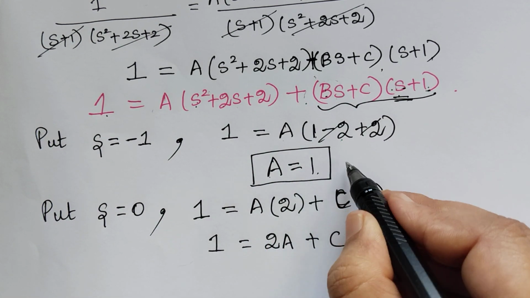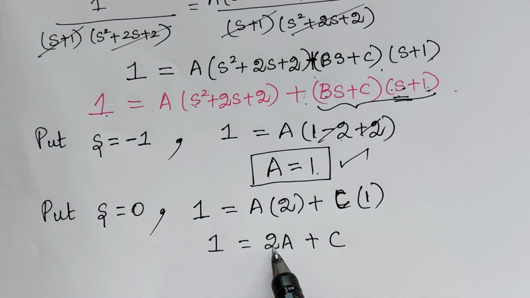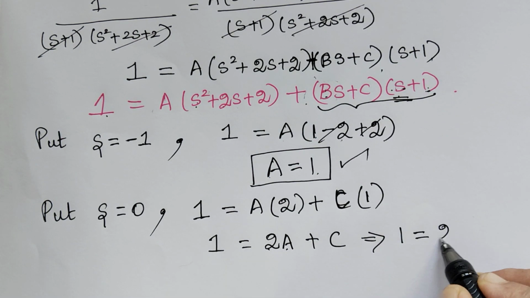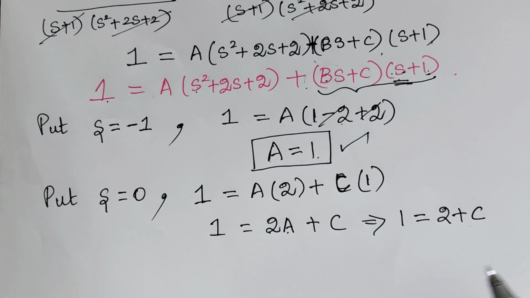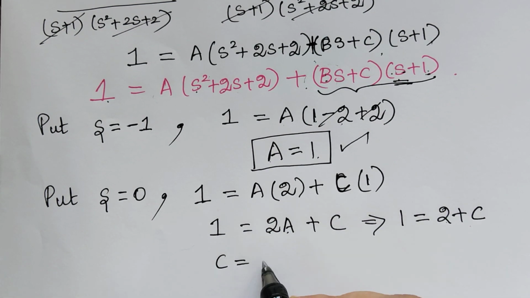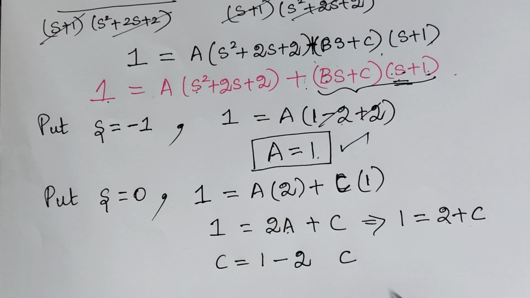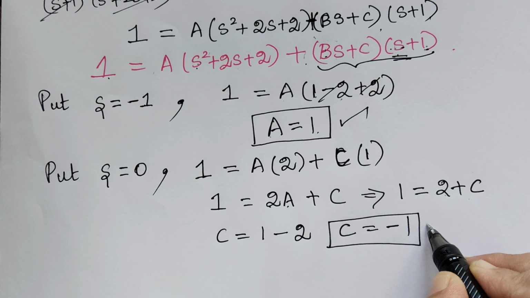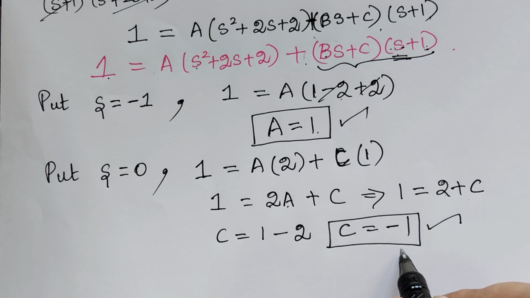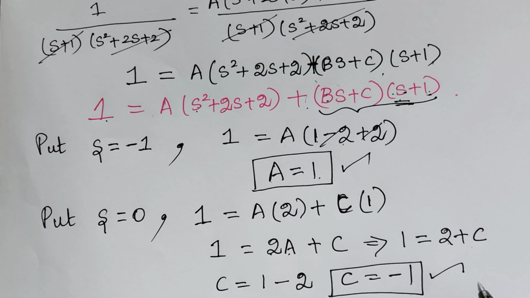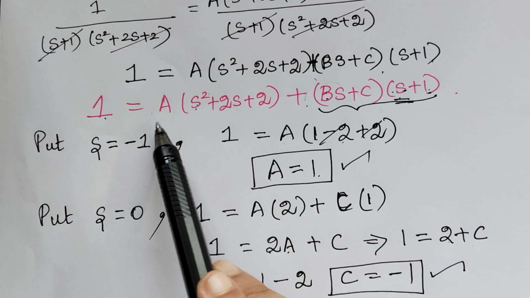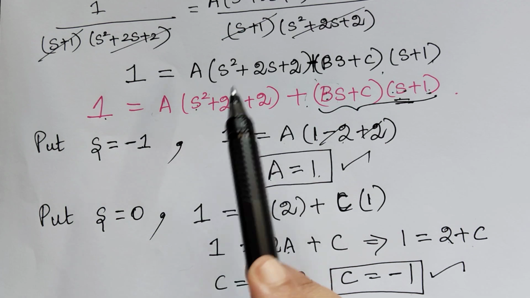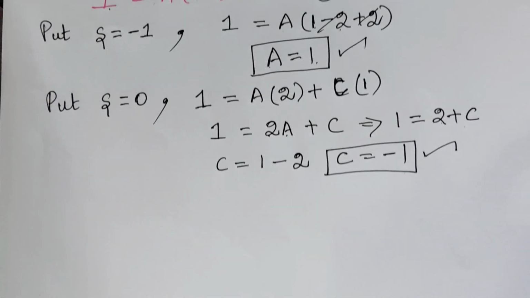But what is the value of A that we have got? We have got it as 1. So if you substitute 1 here, you will get 1 is equal to 2 into 1 is 2, so 2 plus C. So from this, taking this 2 to the other side, you get 1 minus 2, and so the value of C will be equal to minus 1. So we have obtained the value of C. Next we have to obtain the value of B, for which we will compare the coefficient of the highest degree term. Here the highest degree is 2 only, that is s squared is the highest degree term. So we will compare the coefficient of s squared.